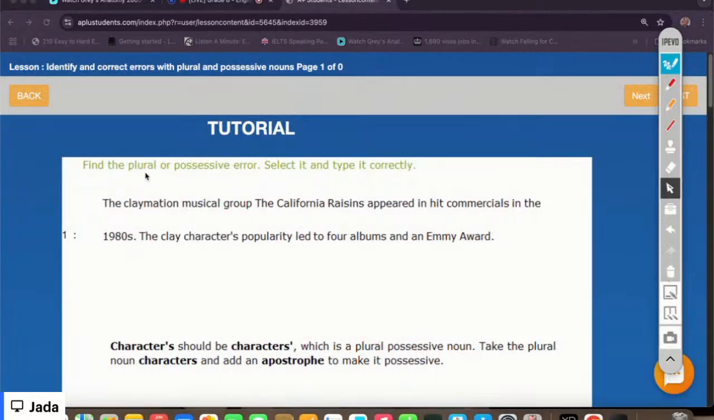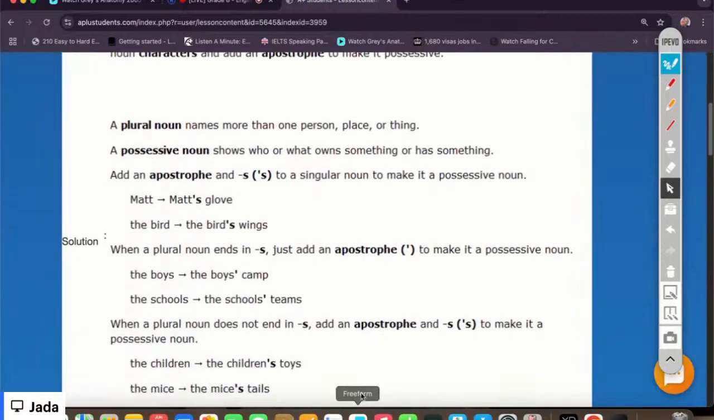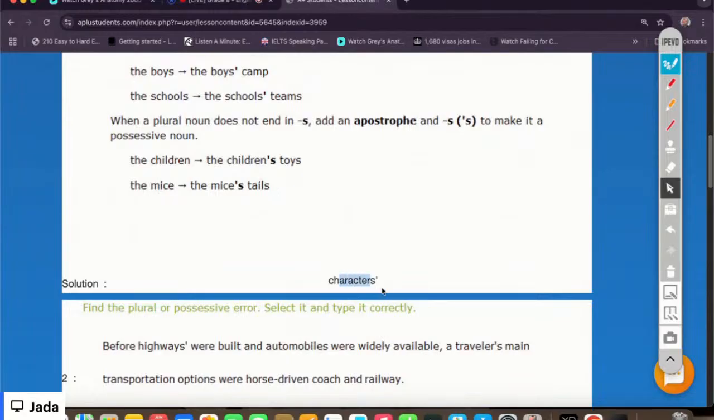So find the plural or possessive error, select it and type it correctly. The claymation musical group the California Raisins appeared in hit commercials in the 1980s. The Clay character's popularity led to 4 albums and an Emmy Award. So, what would be the error here? So, we have characters. So, characters is already plural, so you just add apostrophe after the s.